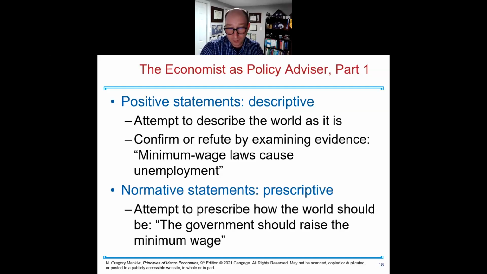Some statements are prescriptive. When somebody says the government should raise the minimum wage, that's a prescriptive statement. They're saying, hey, you should do this. That's prescriptive.